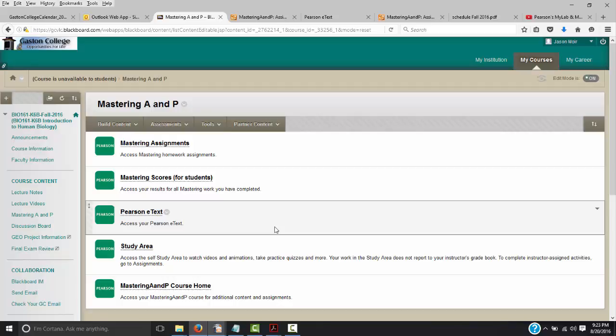Every assignment in this course, except the discussion board icebreaker, is based off of Mastering A&P. So if you don't know how to use it, you need to ask for help fairly quickly. If you can't access it, you need to get help pretty quickly. Again, if you have questions about how the course will work, the answer to your question most likely will be found in the syllabus, or it could be found in this video, or on the discussion board also. And if you still can't find what you're looking for, always contact me. Either through the discussion board, or by texting me, or by emailing me.